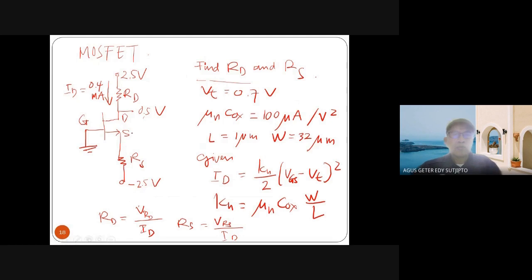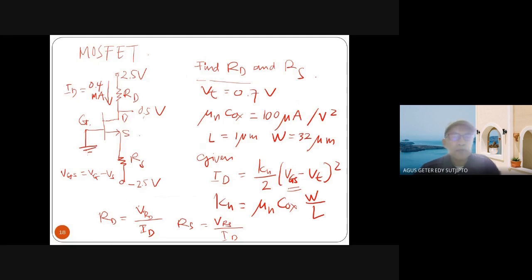So this is VRS. The drop voltage in the resistance RS is the Vs minus 2.5. So we should find the voltage at the S terminal here. So we can call it Vs. So this is we have a Vs. So how can we find the Vs? Since we have a VGS here, we have a VGS.